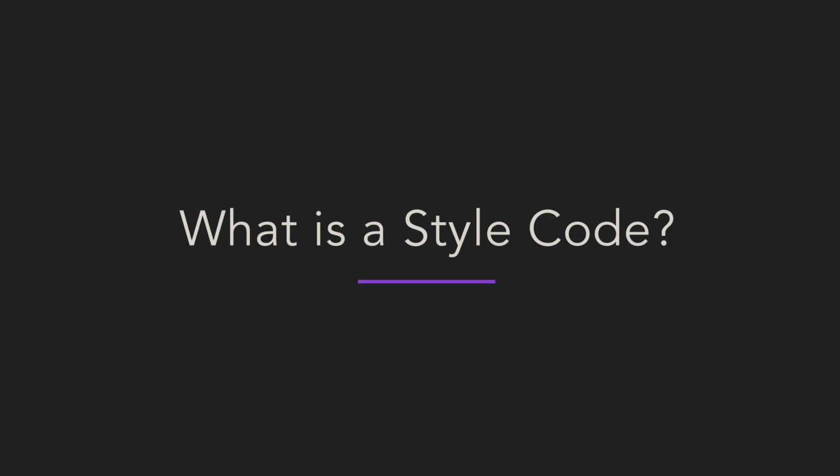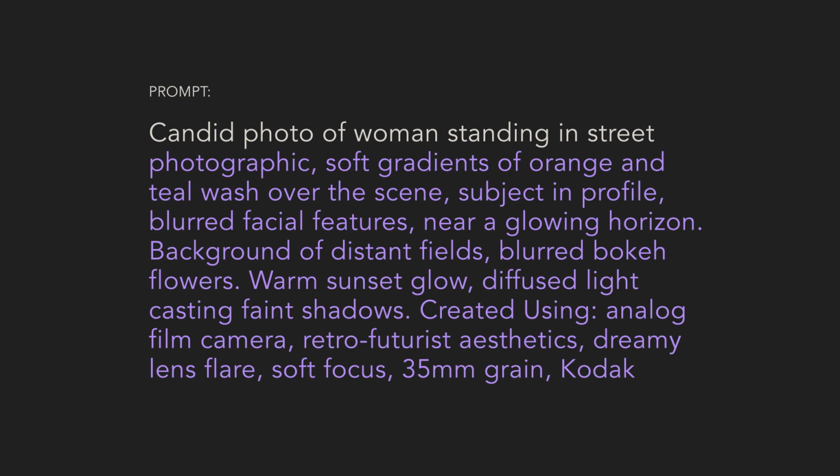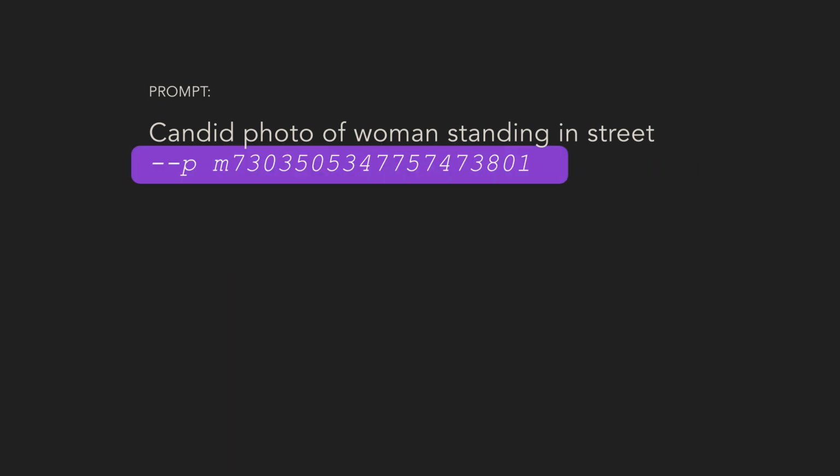So you might ask, what is a style code? A style code is basically like a mood board in a single line of code. It captures the lighting, the texture, color and tone, and so on. So instead of writing a dozen adjectives in every prompt, you just use this one code.